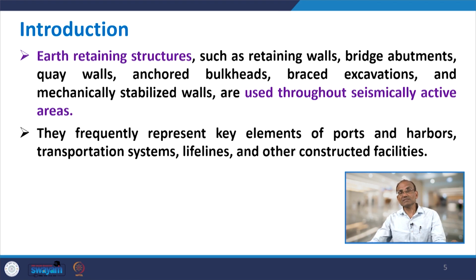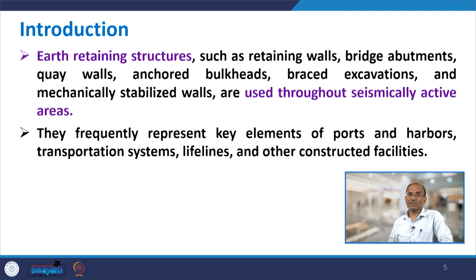Earth retaining structures such as retaining walls: what is the job of a retaining wall? To retain the earth. It protects the earth material from falling, and it is used in retaining walls and bridge abutments. Retaining wall is a general word, but a bridge abutment is also a kind of retaining wall. Then you have quay walls, anchored bulkheads, braced excavations, and mechanically stabilized earth walls, which are used throughout seismically active areas. So different names are given. Even the quay wall is a retaining wall, and the anchored bulkhead is also a kind of retaining wall.